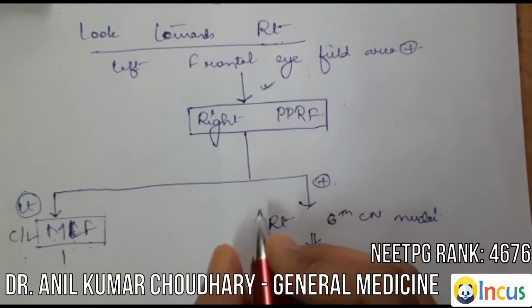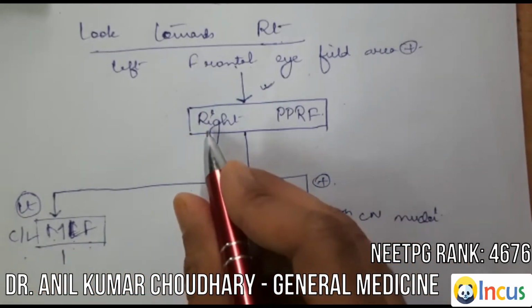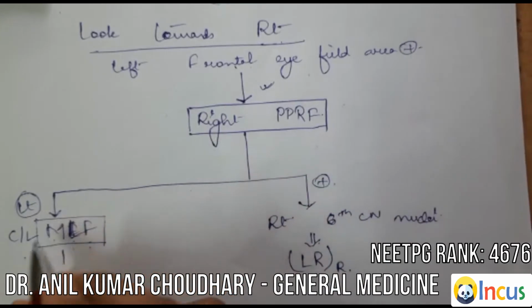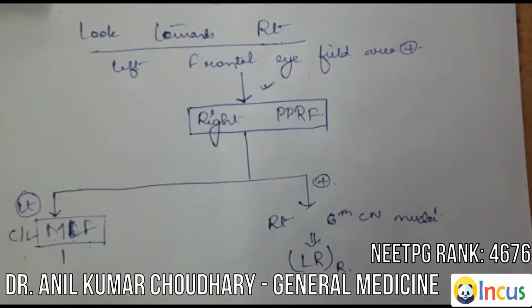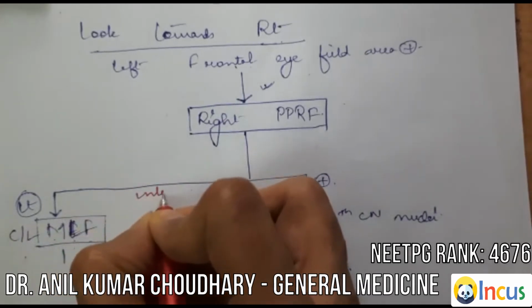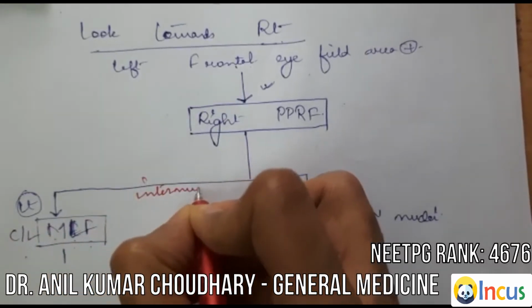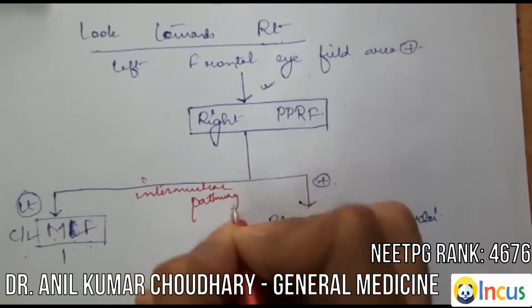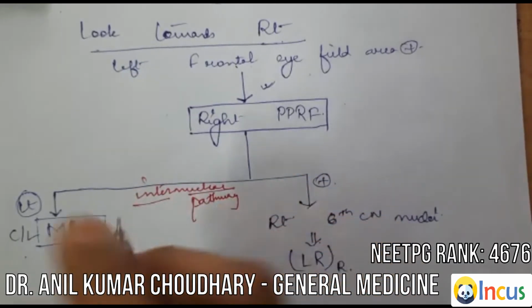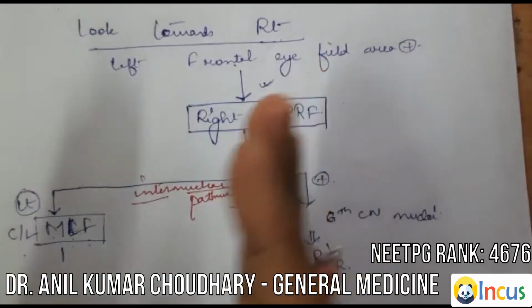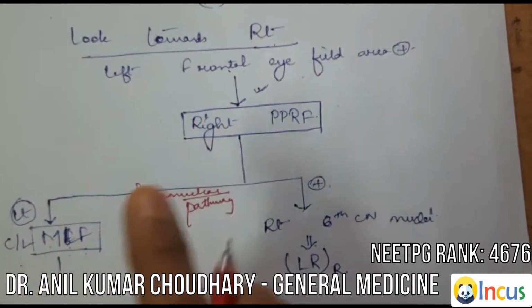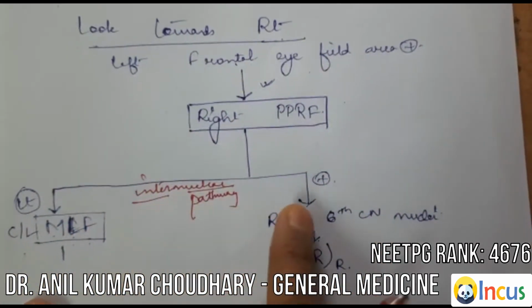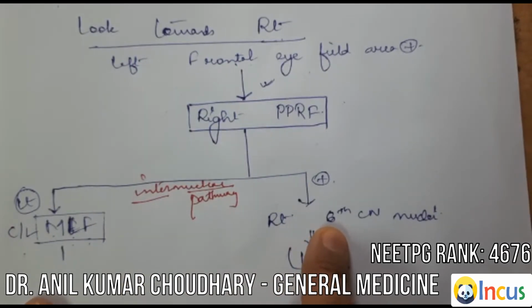Now, these fibers which carry the information from the right side parapontine reticular formation to the left side medial longitudinal fasciculus are nothing but the internuclear pathway. As the name suggests, internuclear means two nuclei will be interconnected by this pathway. What are the two nuclei? One is your sixth cranial nerve nucleus, and the other, let us see what the other is.